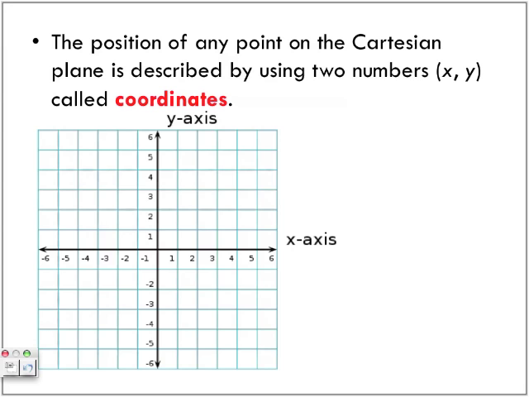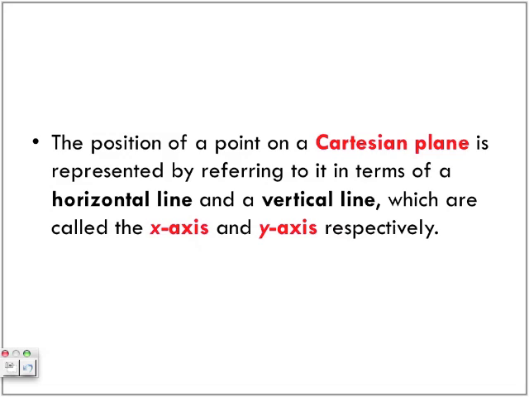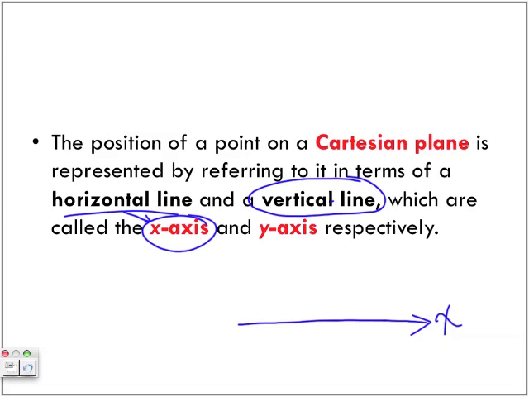So the position of a point on a Cartesian plane is represented by referring to it in terms of a horizontal line and a vertical line, which are called the x-axis and the y-axis respectively. So what it means is the horizontal line is the x-axis. The horizontal line is going to go like this, right, that's horizontal, and will be labeled as x. The vertical line is going to be your y-axis, and the vertical line goes as such. We'll label it as y. So this is what we call the Cartesian plane.